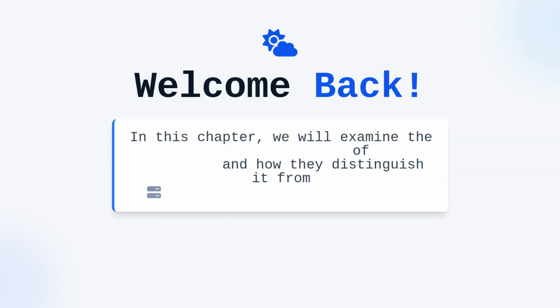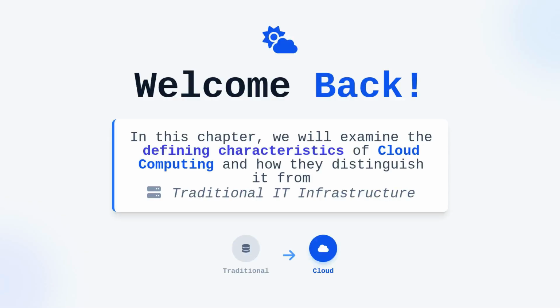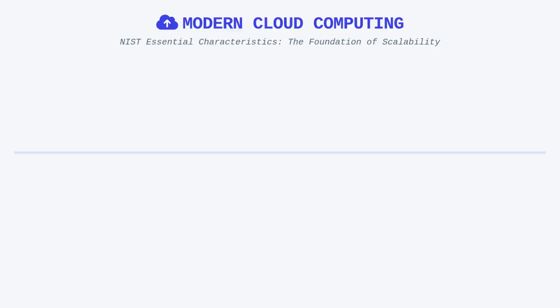Hello, and welcome back. In this chapter, we will examine the defining characteristics of cloud computing that distinguish it from traditional IT infrastructure. To understand modern cloud computing, we must start with the 5 essential characteristics defined by the National Institute of Standards and Technology.